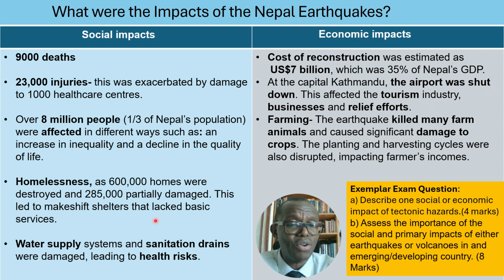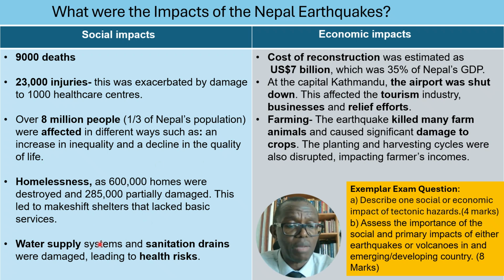So that then creates an even bigger problem, because like we said previously, 1,000 healthcare centers had been damaged. So we then have more people that are now unwell because of living in makeshift shelters, in very crowded conditions, without access to basic services, and they cannot be attended to at these healthcare centers. So it again exacerbates the problem.